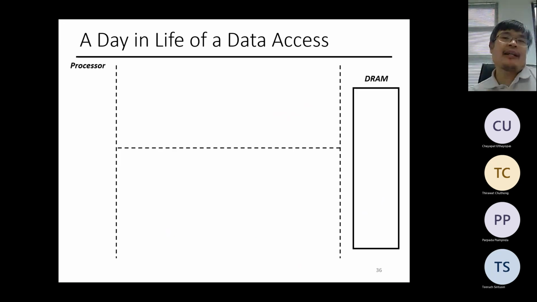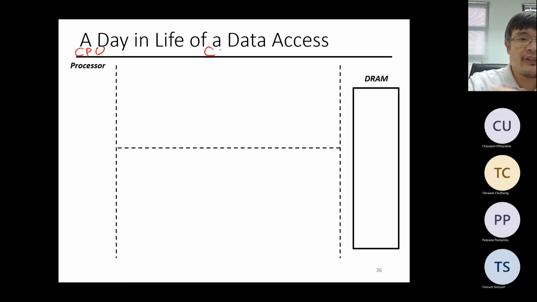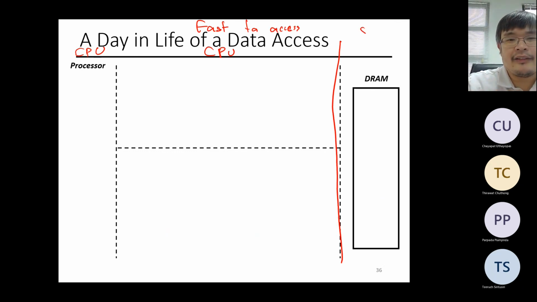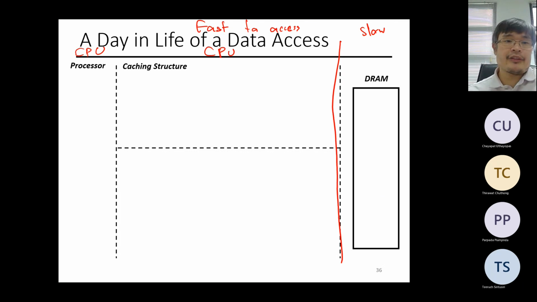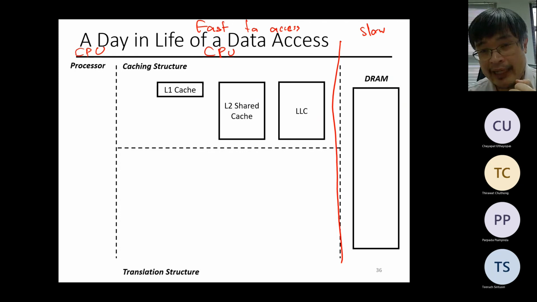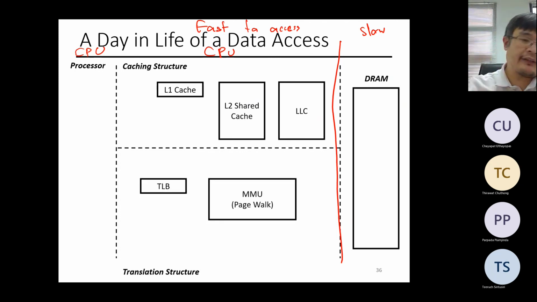For a day in the life of my data access, on the left side, I have my CPU right here. So this part is also in the CPU. Everything from the left here is fast to access. And these are the slow things, right, in the DRAM. From your processor, the top part is anything related to the data cache, like the L1, L2, and the last level cache. The bottom part is the translation structure, like the TLB, and the memory management unit that performs the page walk. And you have the load address. I want to read my data.